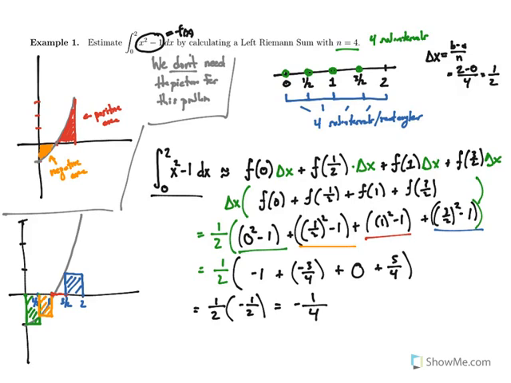This is probably an under approximation. Sorry, it is an under approximation because the function's increasing. But we can see it might actually be a terrible under approximation because we have a lot of area that we're not really considering here. So the actual value is going to be more than that, but this is just an approximation of the area.